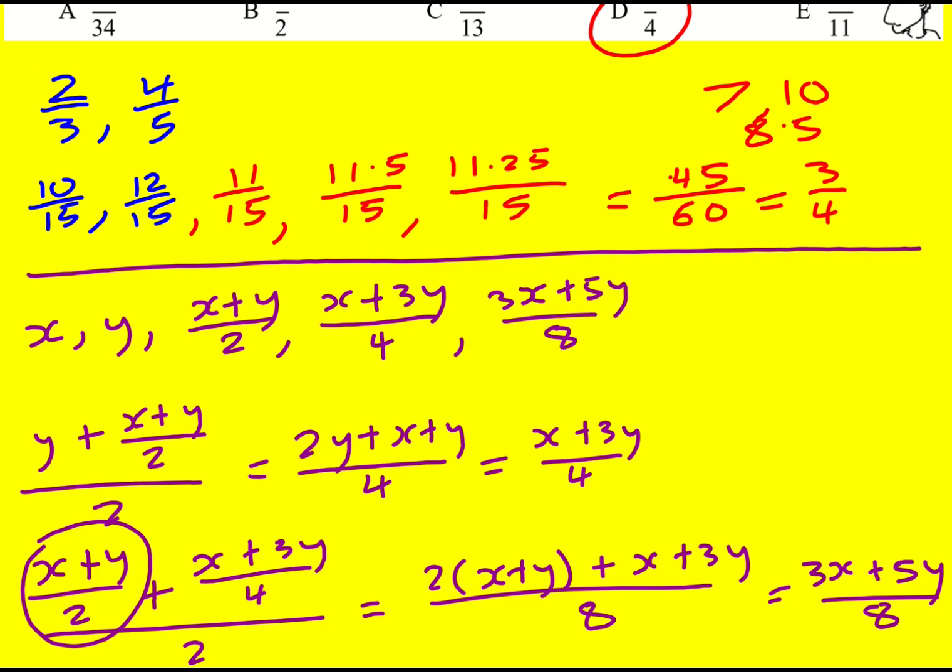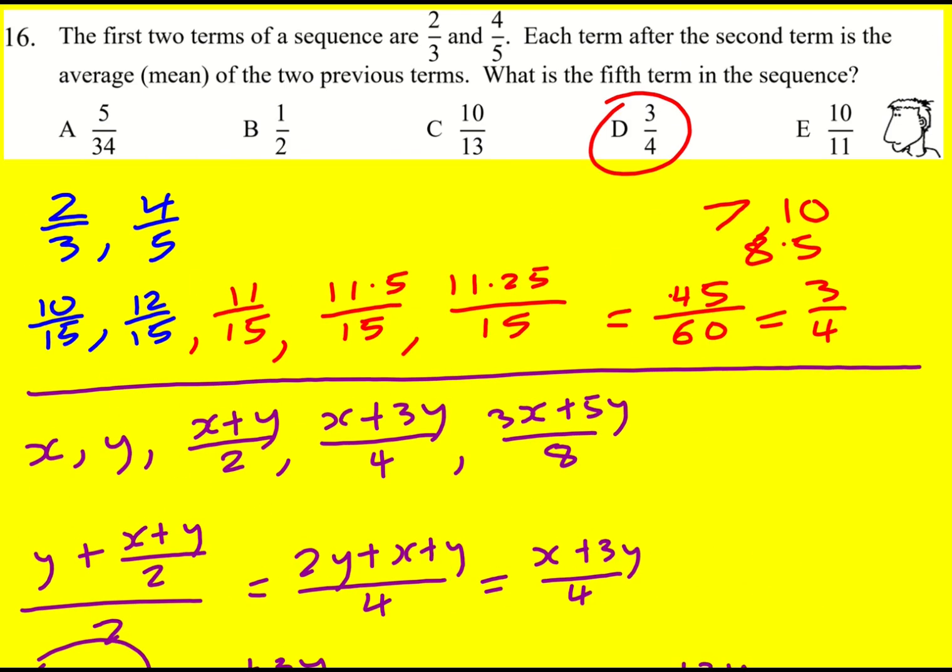Okay, and now I can substitute in my x and y. In fact, it turns out to be really nice in this case. It would be 3 times 2 over 3 plus 5 times 4 over 5 all over 8. The 3's cancel here, give me 2. The 5's cancel, give me 4. So I get 6 over 8 or 3/4 as well.